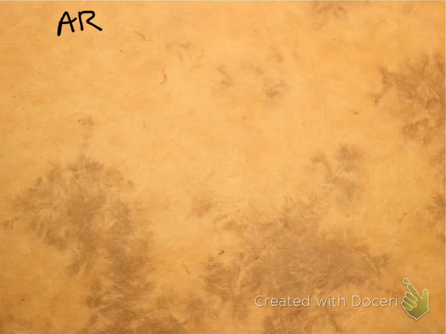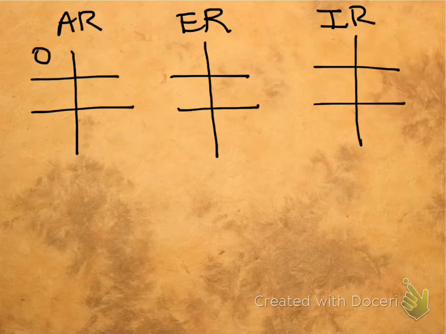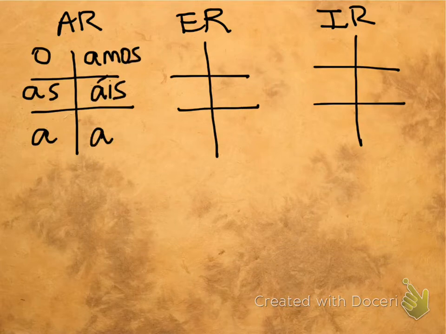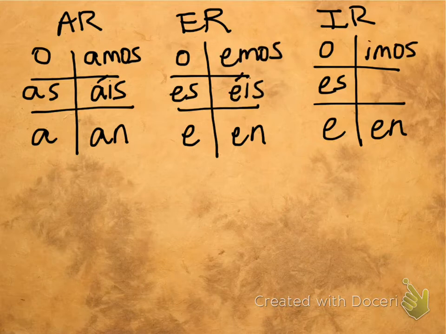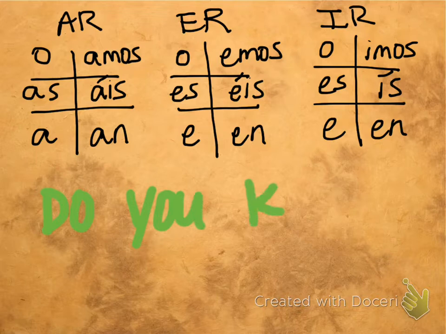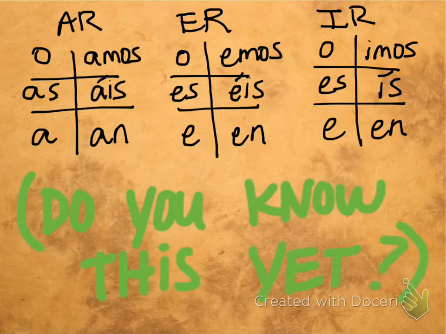First, to review a little bit, we know we have three types of verbs, AR, ER, and IR verbs, and we know what all of those endings are already in Spanish, or at least we should. Remember, the ER and IR are pretty similar in these categories, and the only difference is in the nosotros and the vosotros form there. So, do you know these verb endings yet? If you don't, you need to do some major study and get yourself up to date because you're going to use these in a few minutes.